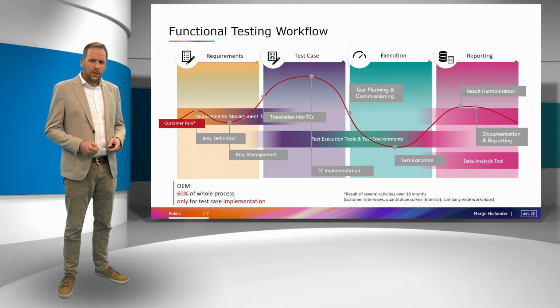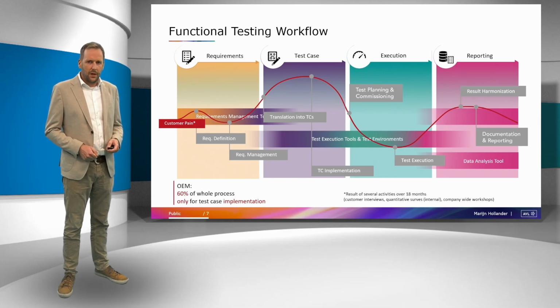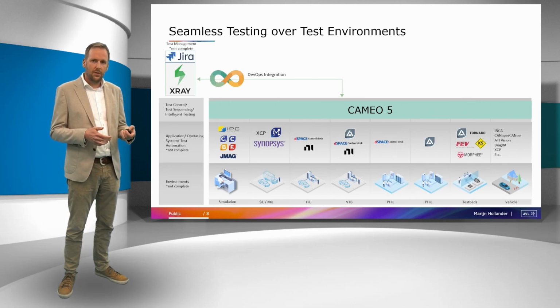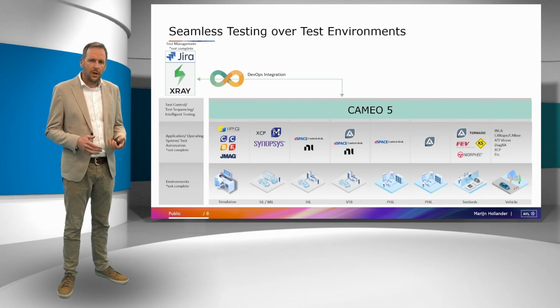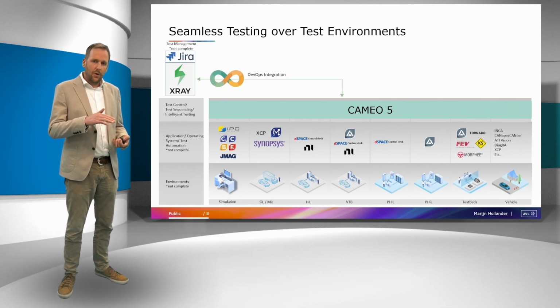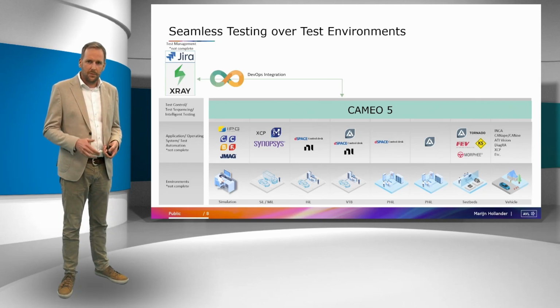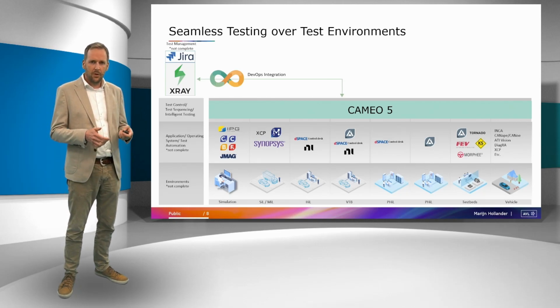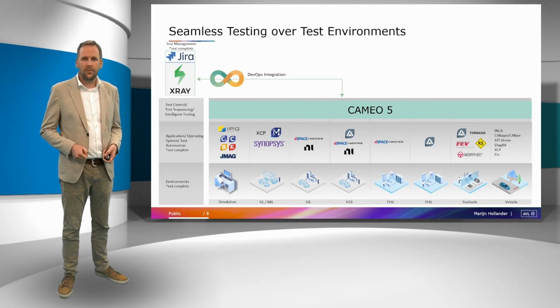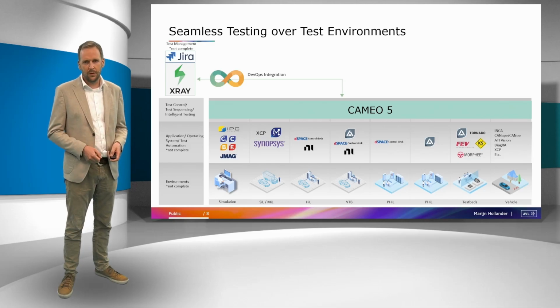Okay, so what kind of solution do we offer here as AVL? We can offer here CAMEO 5. CAMEO 5 is a new generation where test cases are done over all those environments. We are basically an abstraction layer on top of all the automation systems. That means that we can bring all those tests, we only have to define it once, and we can bring it over all these environments, as you see here on the bottom of this slide.